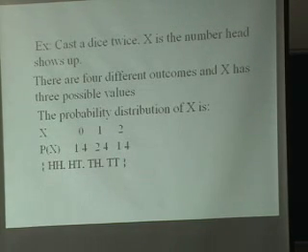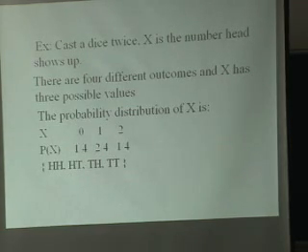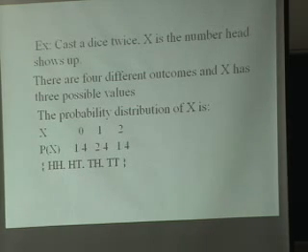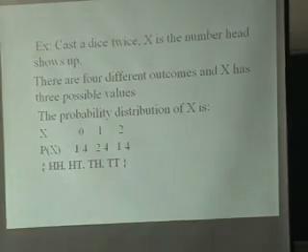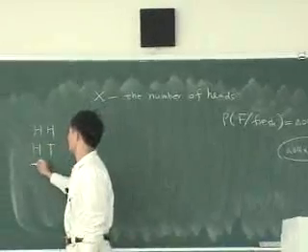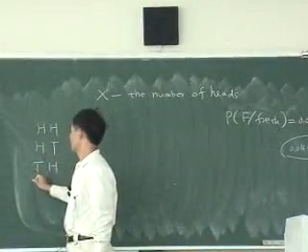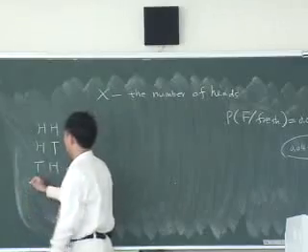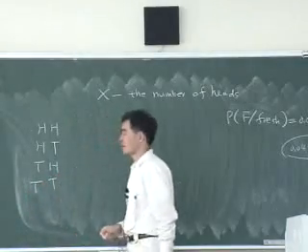So X is the number of heads. Let us look at this random experiment first. You cast a coin twice. So what can you get? You get H H, 2 heads, head and tail, tail and head, and tail tail.